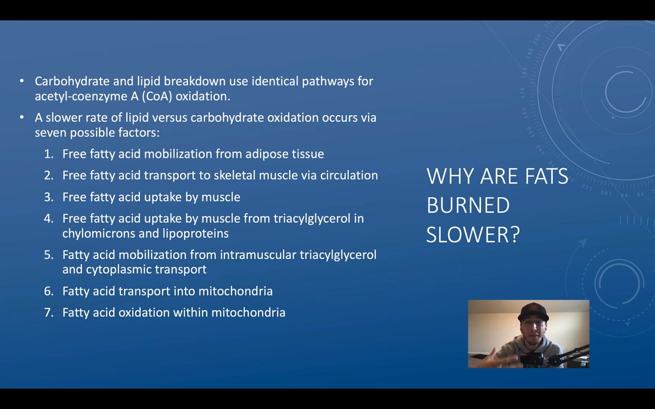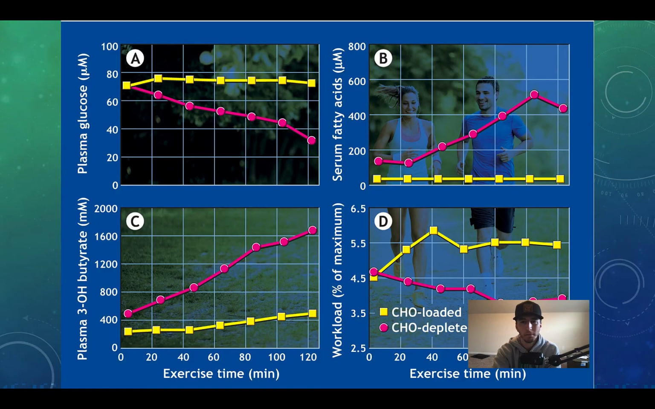It's significantly slower, right? So we have to actually move the fat from our adipose tissue or from our muscle. We have to transport it to the working tissue. We then have to get it into the muscle. We then have to make it from the muscle into the mitochondria. And then from the mitochondria, we have to start oxidizing it through the Krebs cycle and through the electron transport chain. It's just a slower process. It's that simple, right? It's just got more steps and it's just a slower process.